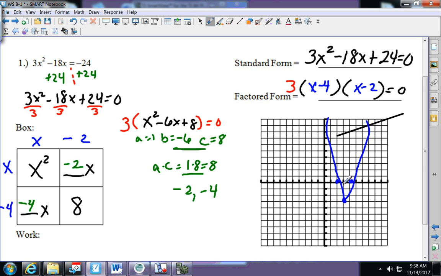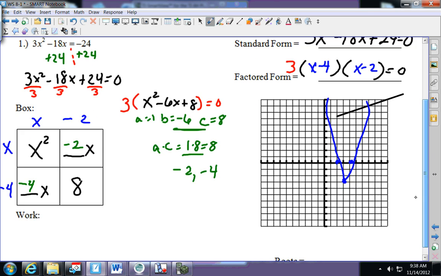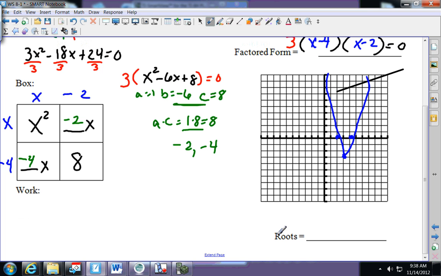Okay, so my solutions, my roots. Down here I want you to write roots, solutions, and x-intercepts all mean the same thing. And those are right here, 2, 0 and 4, 0. I found them because that's where they cross the x-axis.